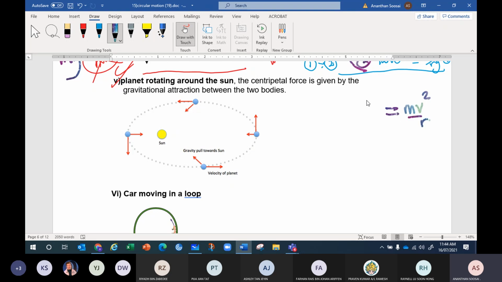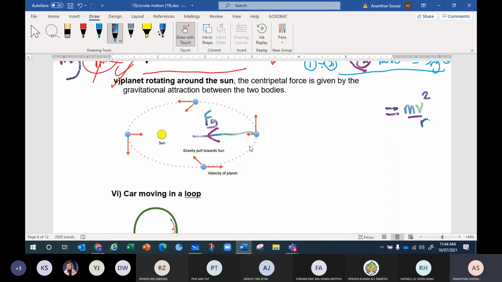Now I want to know what force contributes to the centripetal force of the Earth towards the sun. What are the forces acting on the Earth? What is the only force acting on the Earth? Of course, the gravitational force. The gravitational force between sun and Earth is the only force acting on the Earth. Earth is pulled by the sun. Any other force acting on the Earth? Nothing.